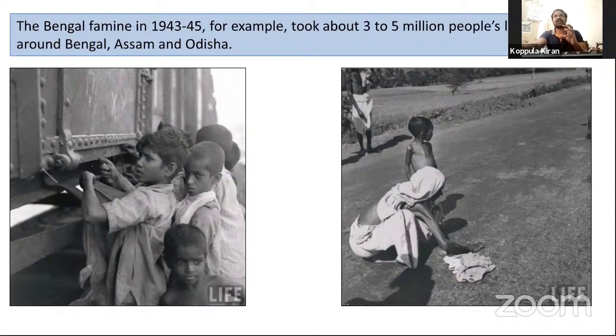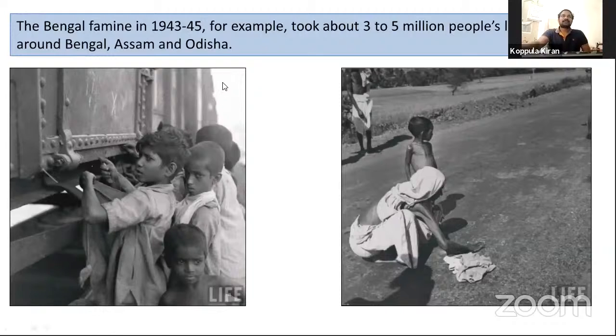Starvation deaths. Starvation means hunger. Hunger deaths. How many? Three to five million people died by famine. This famine caused hunger deaths, starvation deaths. One million equals 10 lakhs, so 30 lakhs to 50 lakhs people died in the starvation situation.